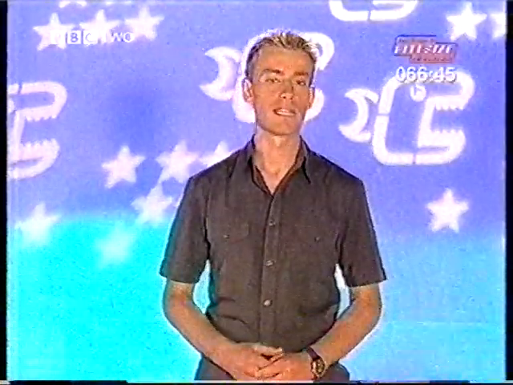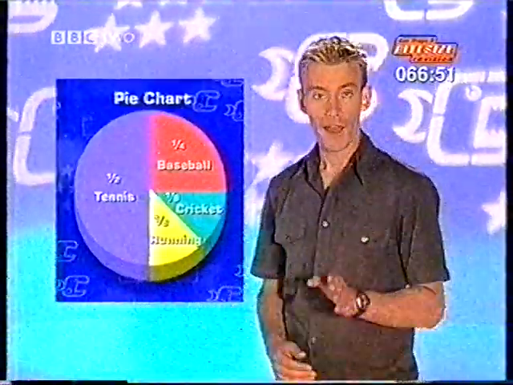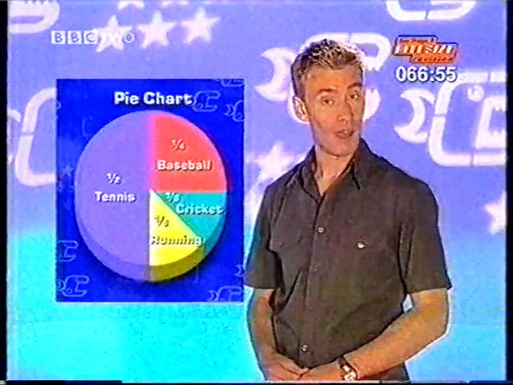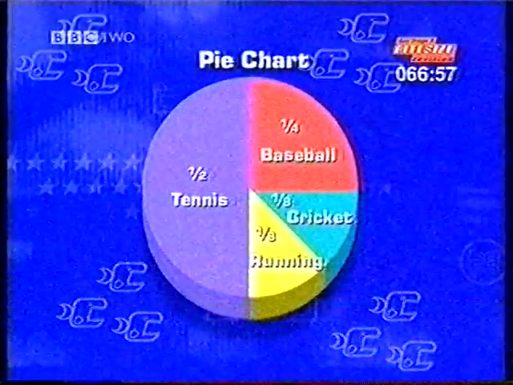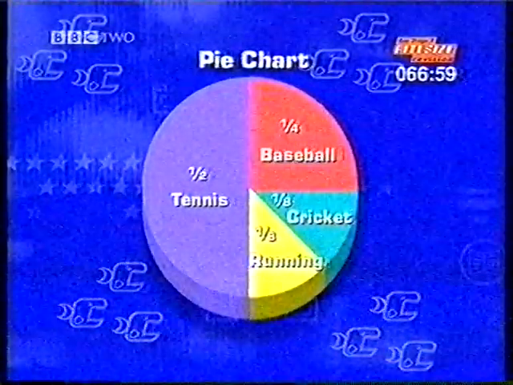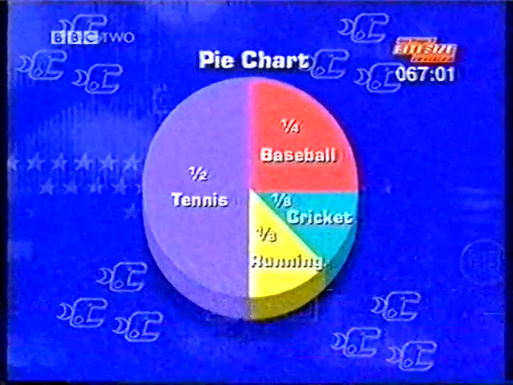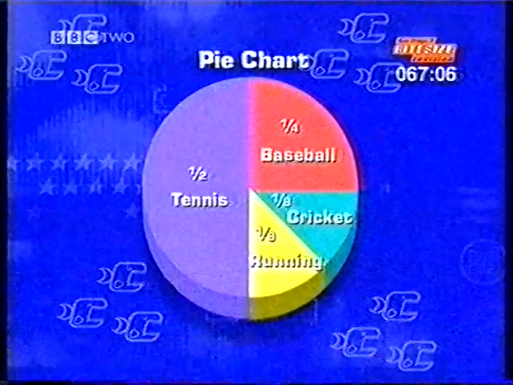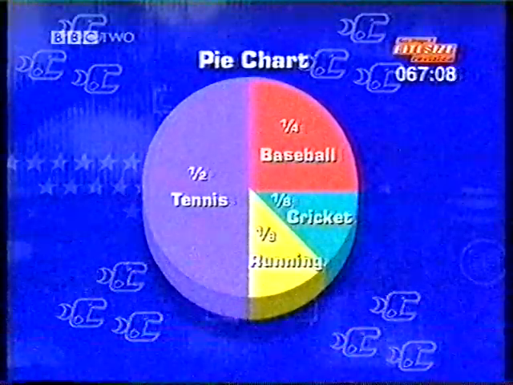Now, if we want to see this data as a diagram, we could represent these proportions on a pie chart. Now, this is exactly as it sounds. It's a chart in the shape of a pie. So if we divide the pie up according to the different proportions, it will look like this. Each sector represents a specific piece of data.